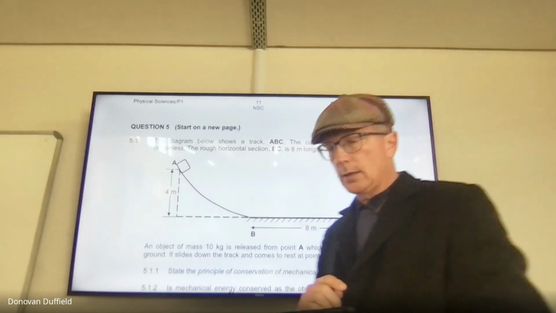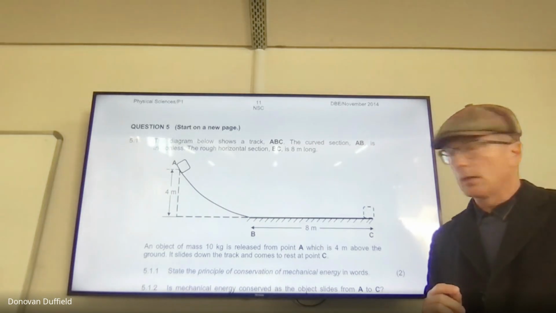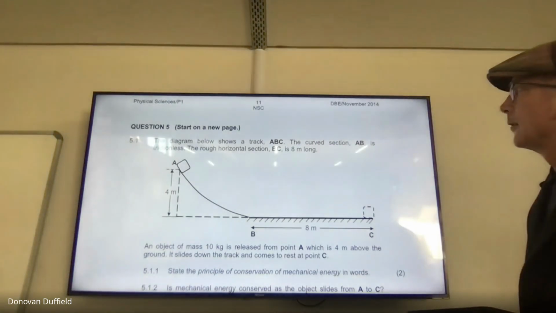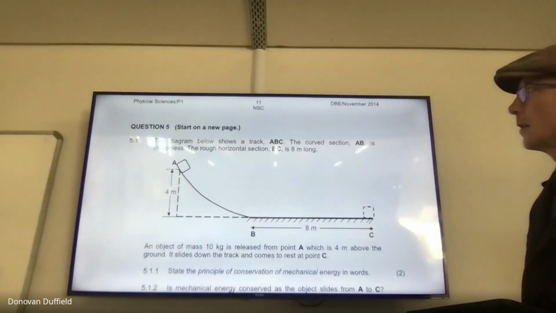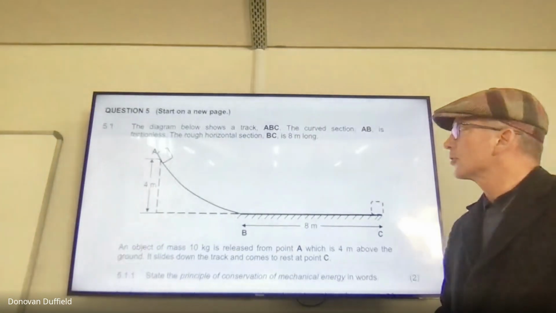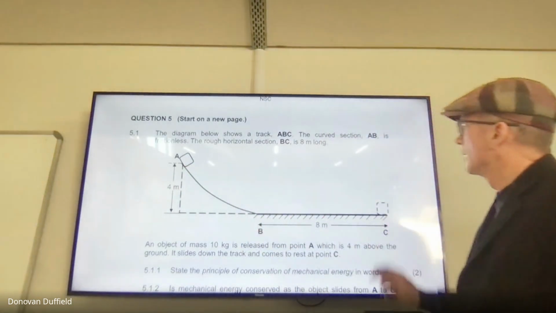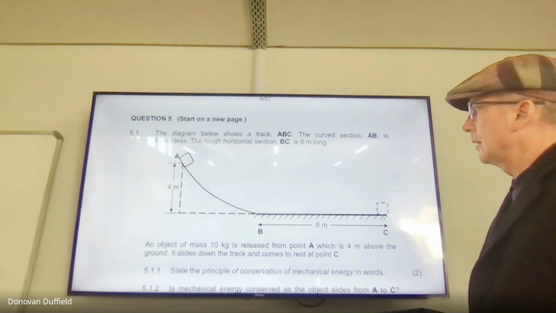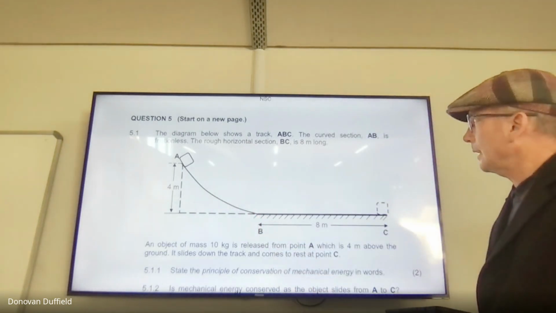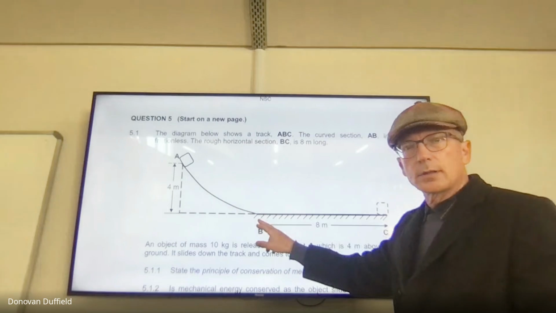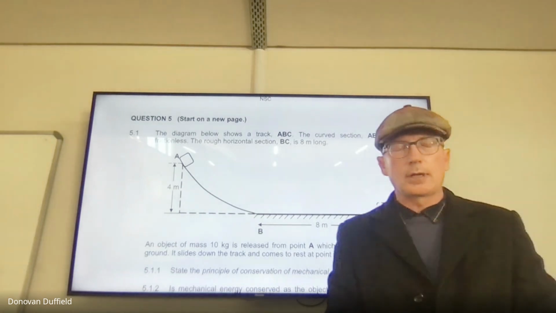So the question is from the November 2014 NSC paper, and it starts off with question 5. It says, the diagram below shows a track ABC. The curved section AB is frictionless. So this part here from A to B is frictionless, but the horizontal section from B to C is rough, which means friction is going to come into play there.